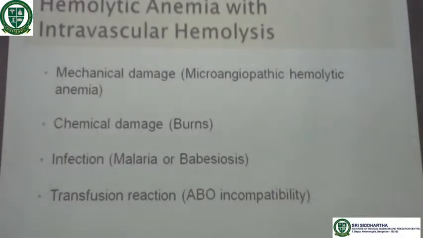ABO incompatibility, where you have blood groups A, B, AB and O: A has A antigen, B has B antigen, AB has A and B, and O has no antigens. So whenever incompatibility happens in giving blood, a wrong blood group to the patient, we see ABO incompatibility. What we saw before in hemolytic disease of the newborn is an Rh incompatibility in pregnancy. Here it is an ABO incompatibility.